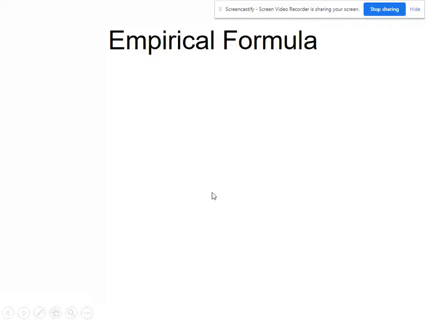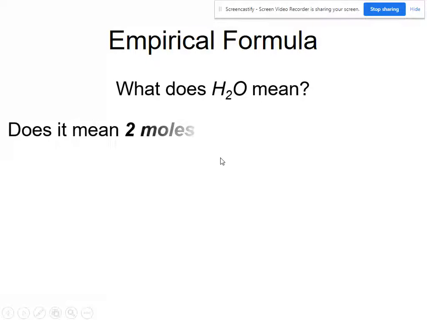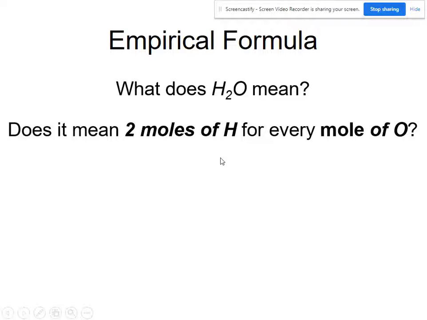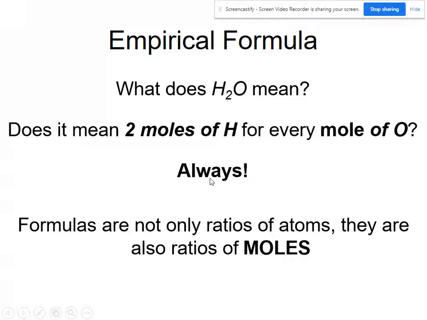Last thing we're going to look at today is empirical formula. Empirical formula is really looking at the meaning of what a formula tells us. Does it mean 2 moles of hydrogen for every 1 of oxygen? Always. So formulas are not only ratios of atoms, they're also ratios of moles.